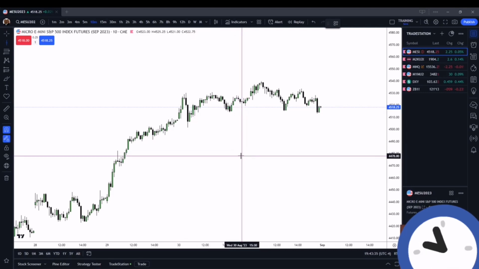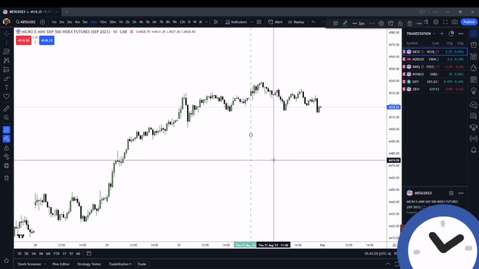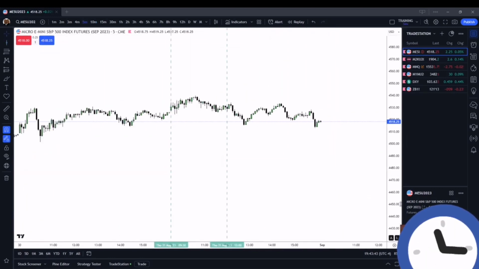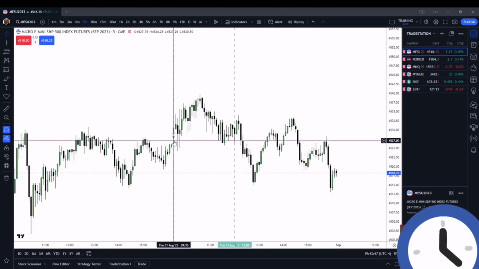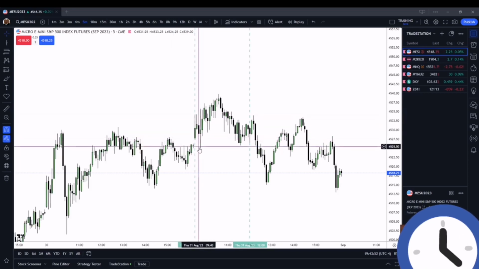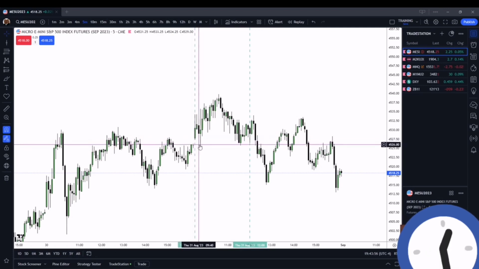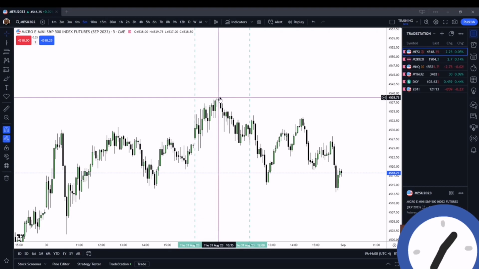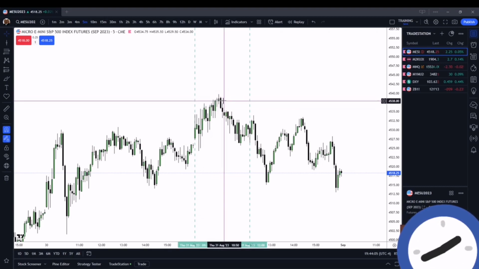From Thursday at 09:30, let's work through our AM session up into lunch. Looking at the 5 minute here on the MES, we can see that we opened up with a small regular trading hours gap, and we quickly formed some large inefficient candles that traded into the opening range gap. We then traded higher in 3 pushes, and we made our high of the day here at 10:35.